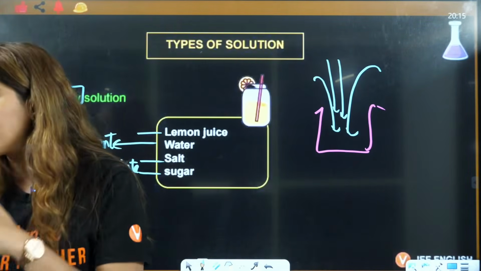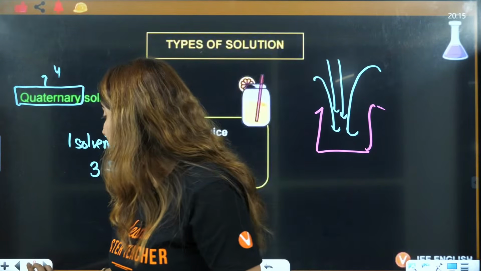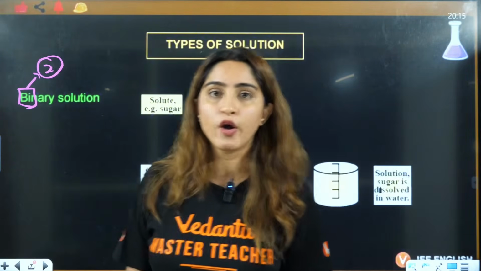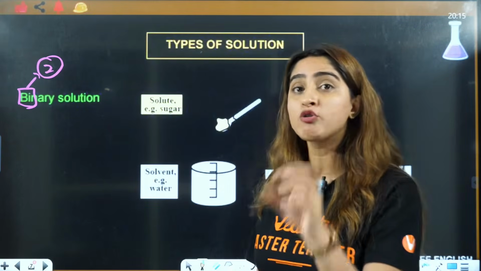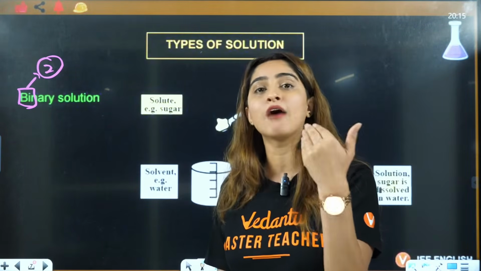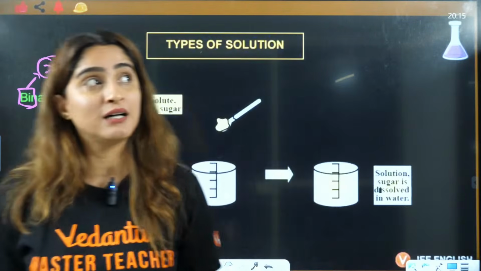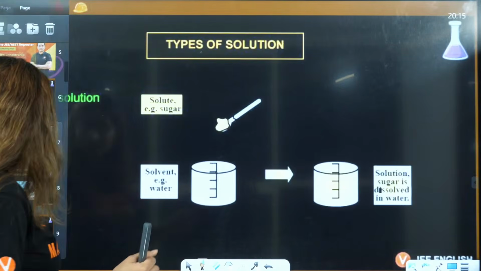Okay. And when we are discussing the solution chapter, we will only discuss binary, right? Because the quaternary will become very complex for you. So we are going to discuss mostly binary solutions, where you will have one solute and one solvent, and we are going to study different types of solutes and different types of solvents, right?